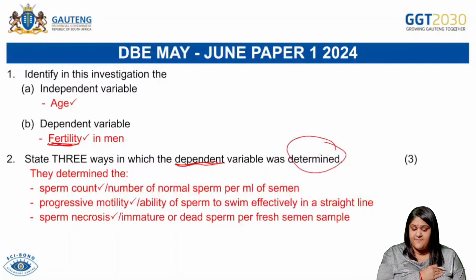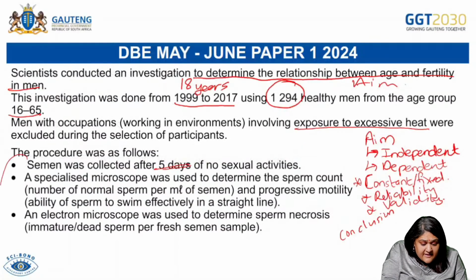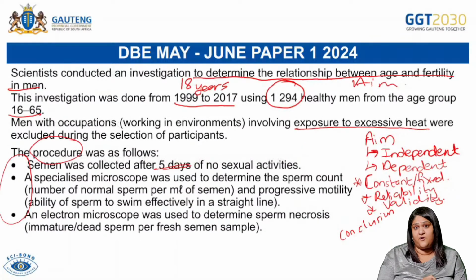But if you just said, because they looked at the sperm count, the progressive motility, so that's looking at the speed of how fast they swim, or they move, and then sperm necrosis, which is what they say is the immature dead sperm. Okay, so that's how they determined infertility. It's not only determined on one thing, it was determined on these 3 things. Now, grade 12, where do you get that information? Yeah, they told us the procedure is as follows.